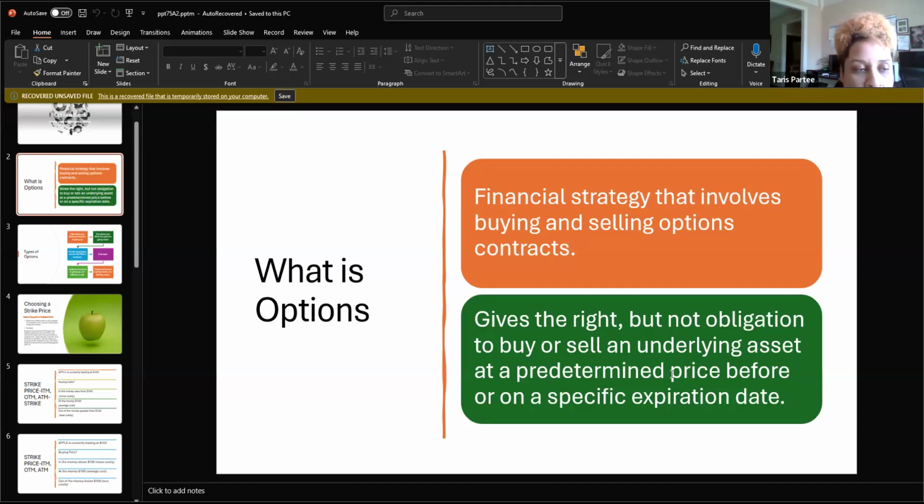The predetermined price is going to be your strike price. So we'll talk about that a little later on. And a specific expiration date is going to just be the day that your contract expires.